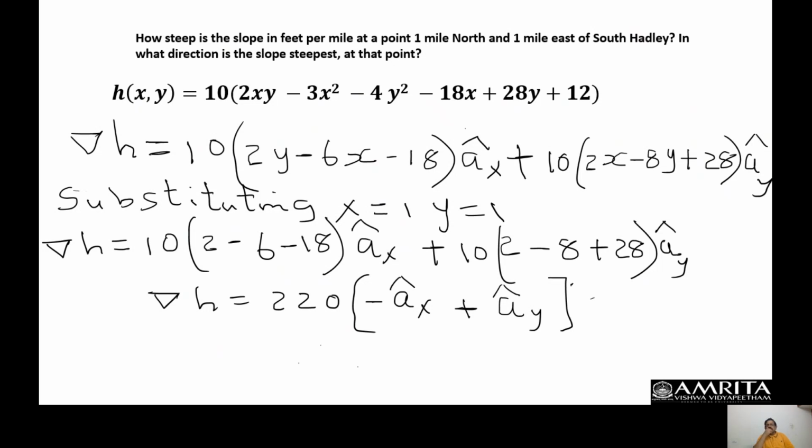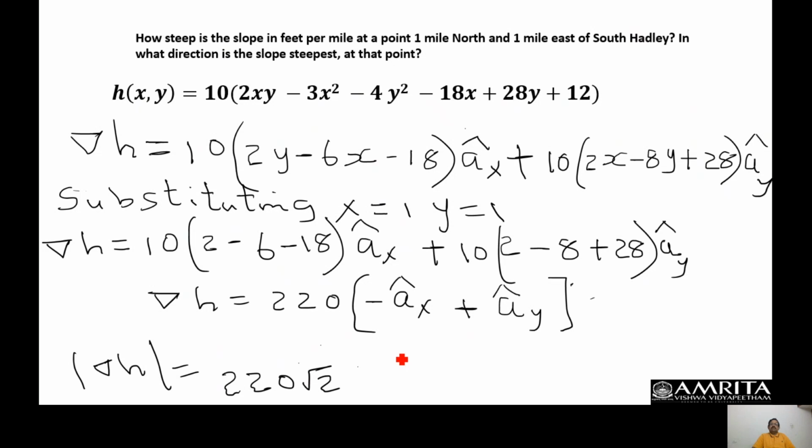Now the gradient itself is a vector, as we can see here. The question is, how steep is the slope? Which means here they are asking for the magnitude of the slope. To take the magnitude of a vector, you know that if I take the magnitude, I am going to get the square root of 220 squared, within the bracket 1 plus 1. So it is a square root, which means I am going to get 220 into root 2. That is the answer for how steep the slope is, in feet per mile.